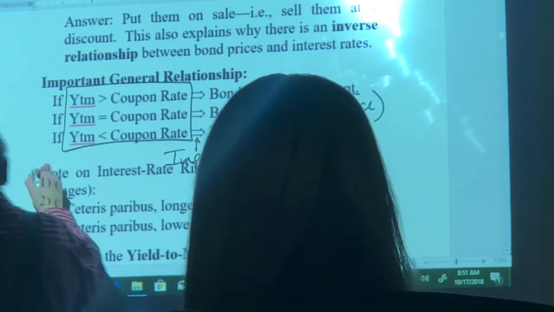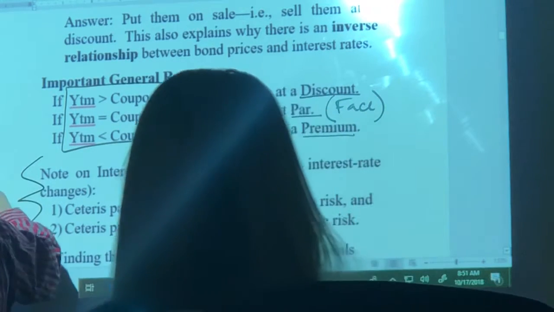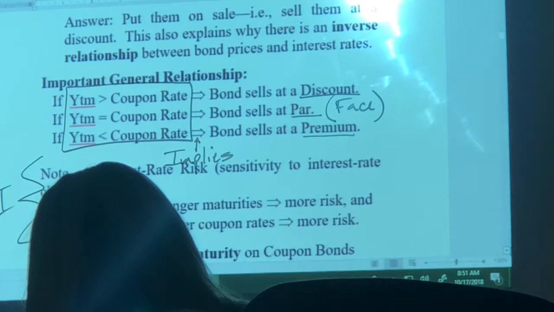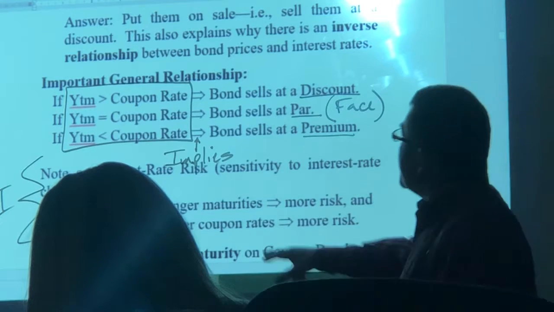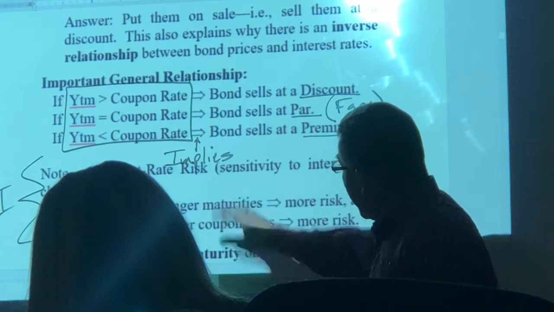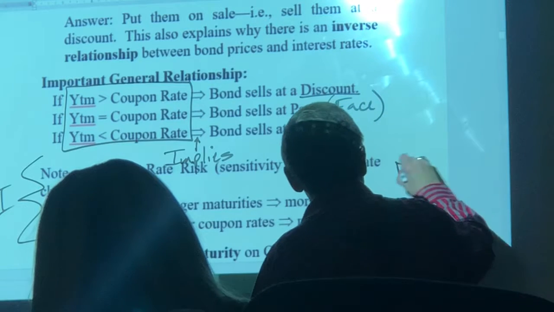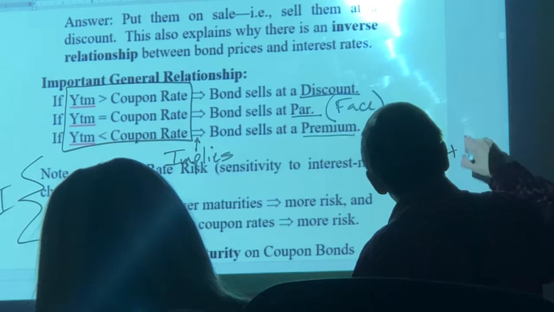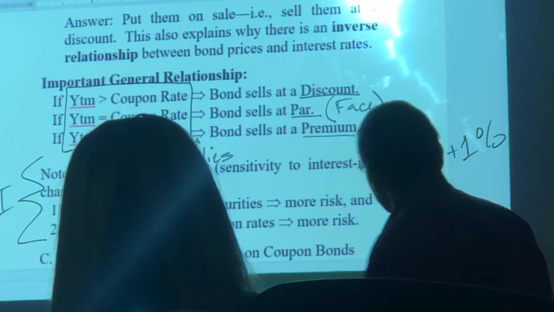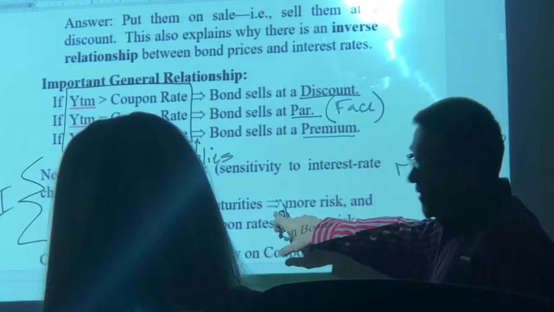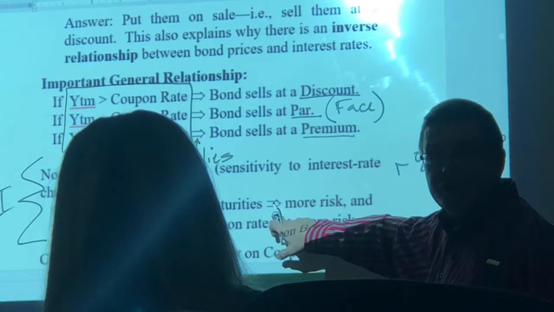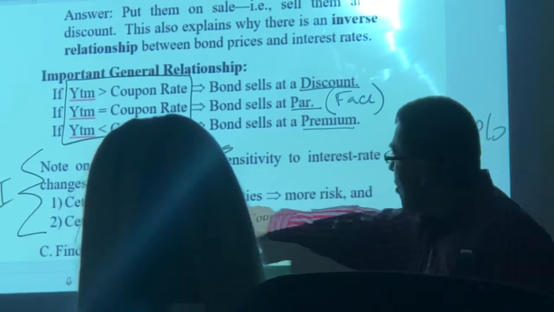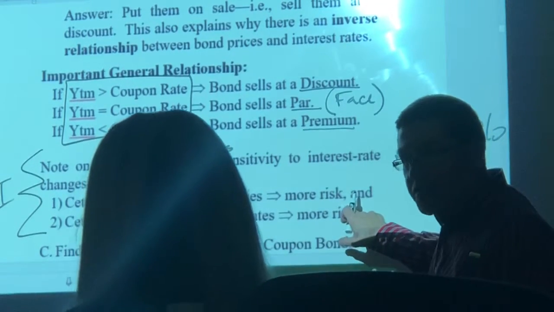Okay, one last thing that I'm going to tell you, and this is FYI, so it's not going to be a test question. If we're looking at an increase in the interest rate, so let's say the interest rate goes up 1%, a bond with a 5-year maturity's price is going to go down more than a bond with a 3-year maturity. So longer maturity, greater price drop.